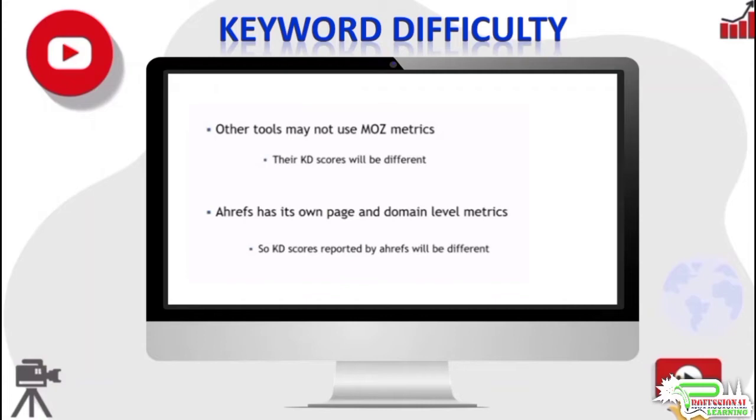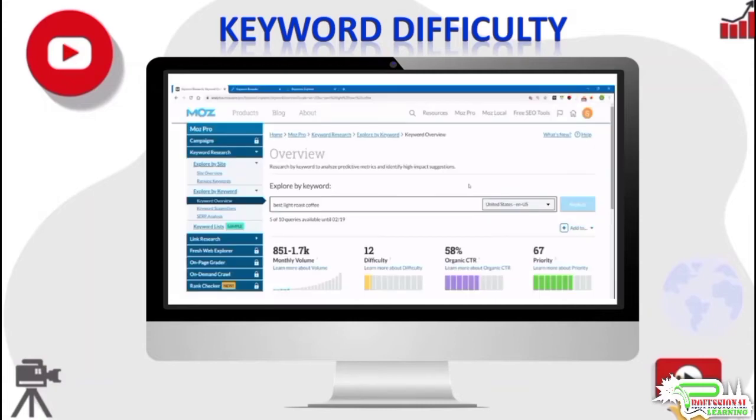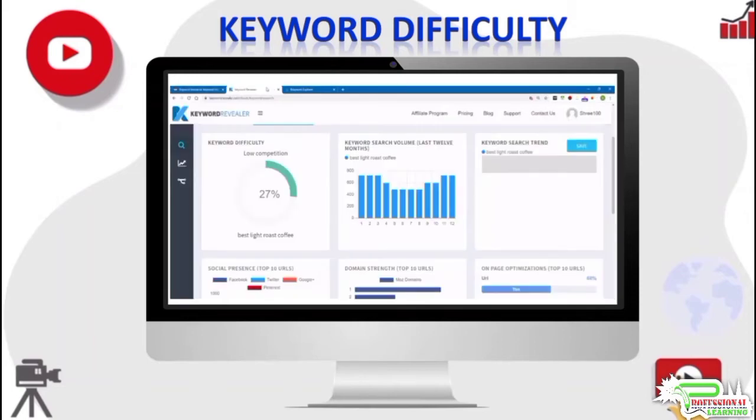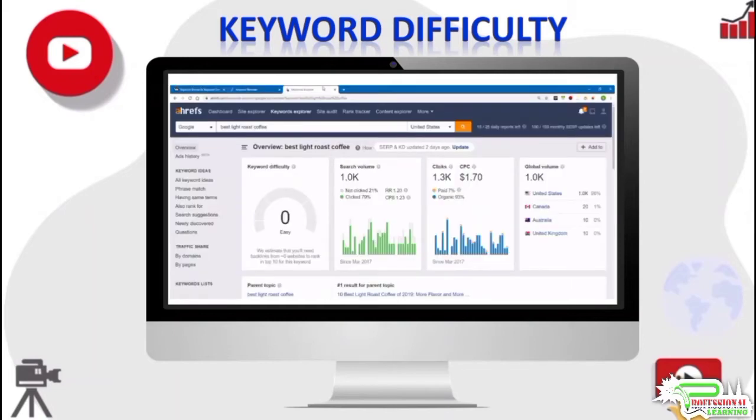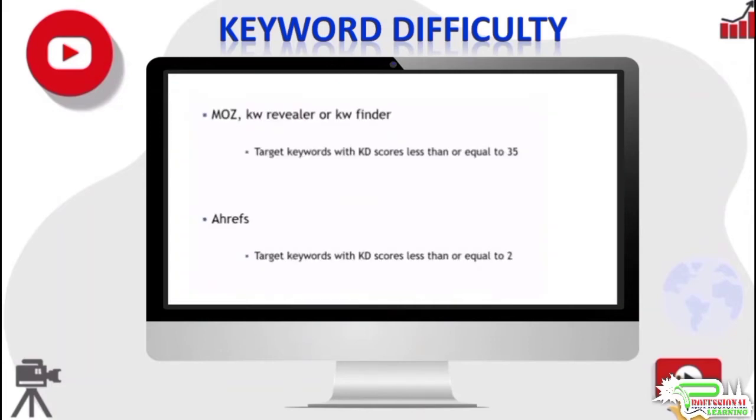Tools like Ahrefs have their own metrics like URL rating and domain rating, and so their keyword difficulty scores will be different. For instance, for the keyword best light roast coffee, Moz reports a keyword difficulty score of 12. Keyword Revealer reports a keyword difficulty score of 27, and Ahrefs reports a keyword difficulty score of 0.